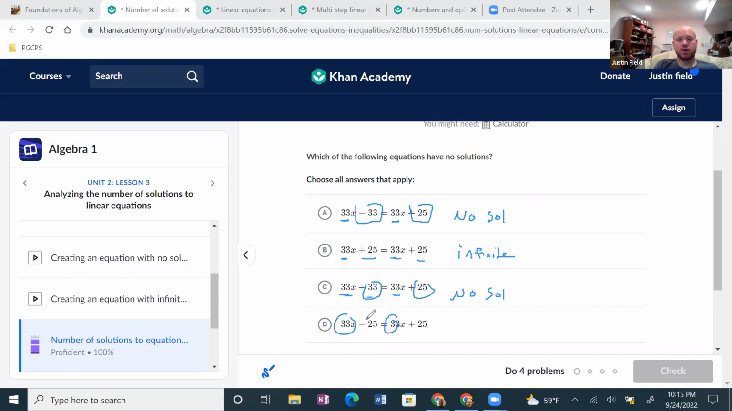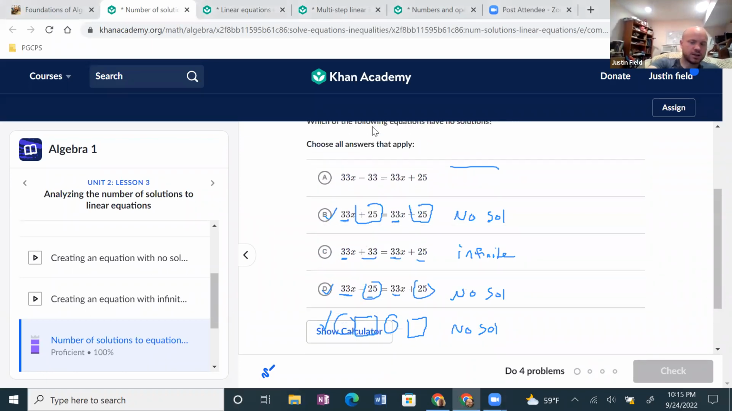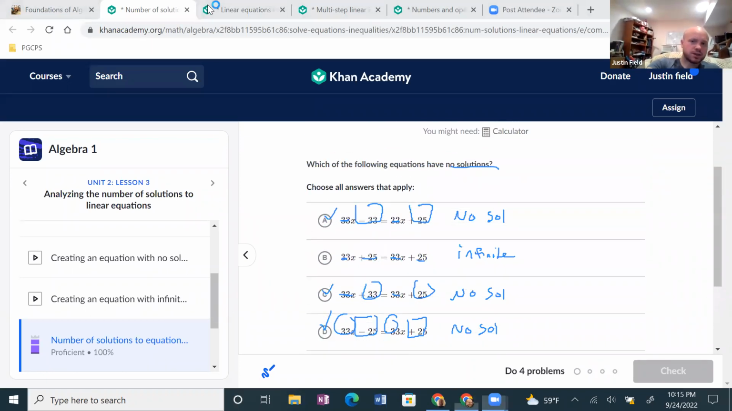The coefficients are the same and the constants are different, almost the same, but they're opposites. So there is no solution. Which have no solutions so far? A, C, and D. Is there an E? There's no E. The answer is A, C, D.